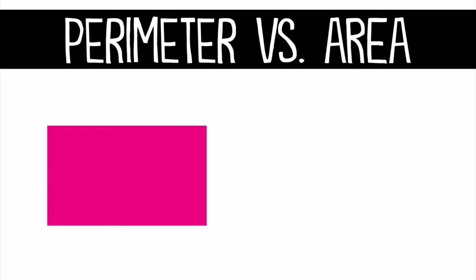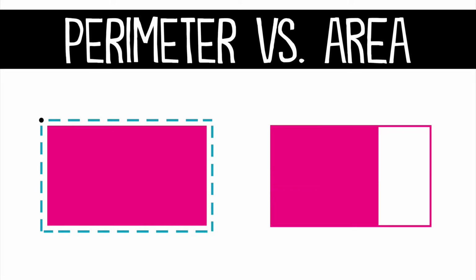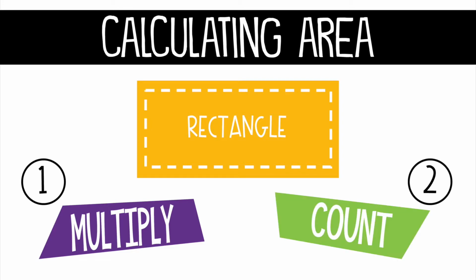As you'll recall from our last video, we talked about the measurement of the outside of rectangles and polygons. But what about the inside? Well, that measurement is called area, and it's measured in square units. Today we're going to go over two ways we can calculate area. One way is to multiply, and the other is to count.